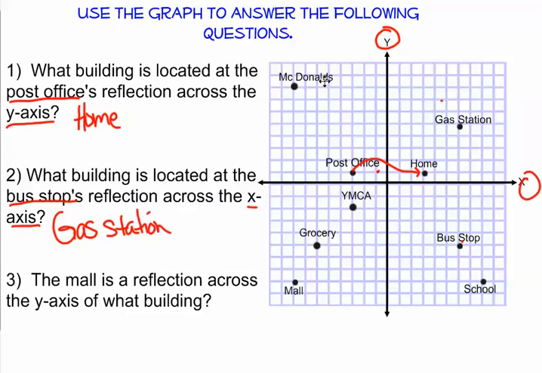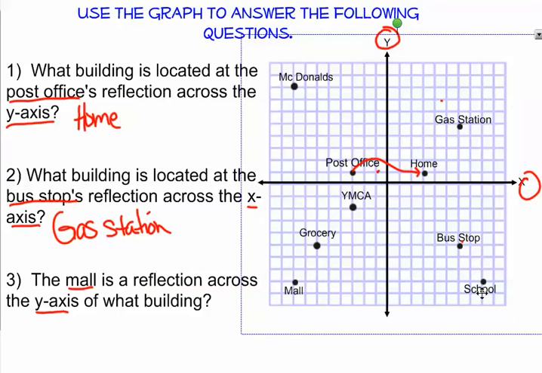All right. And then the next one, trying to move this over. All right, so the mall is reflected across the y-axis of what building? So I'm looking at the mall, and it's reflecting over the y. So the mall, here's my mall, and it's being reflected over the y-axis. Remember, this is my y-axis, so I'm reflecting it over, so that means I must be going to the school. I must be going to the school.